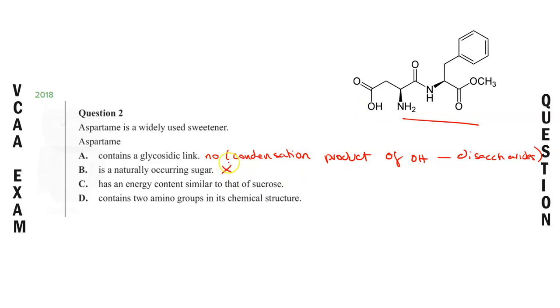These are artificial compounds. Similar to that of sucrose in energy content? Yes. 2 amino groups in its chemical structure? This is an amino group. This is an amide, so that is incorrect. Okay, it just has the 1 amino group, which means C is definitely our right answer.